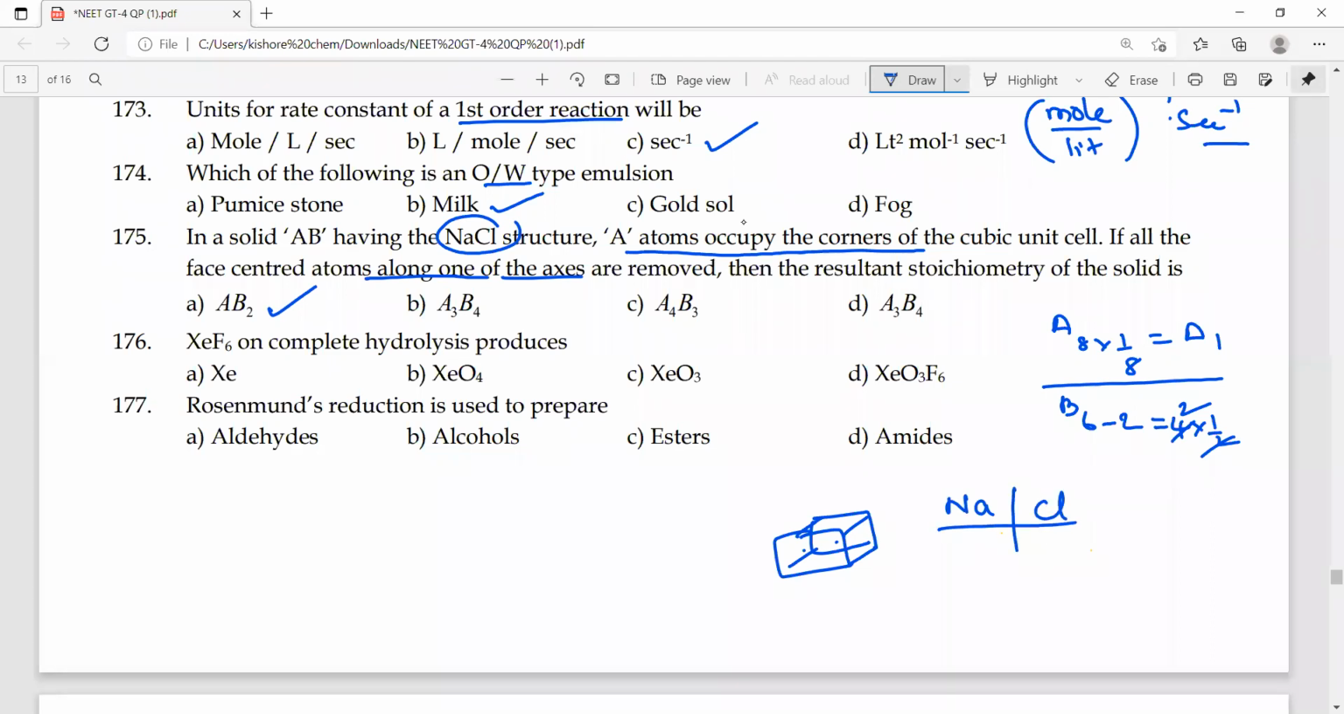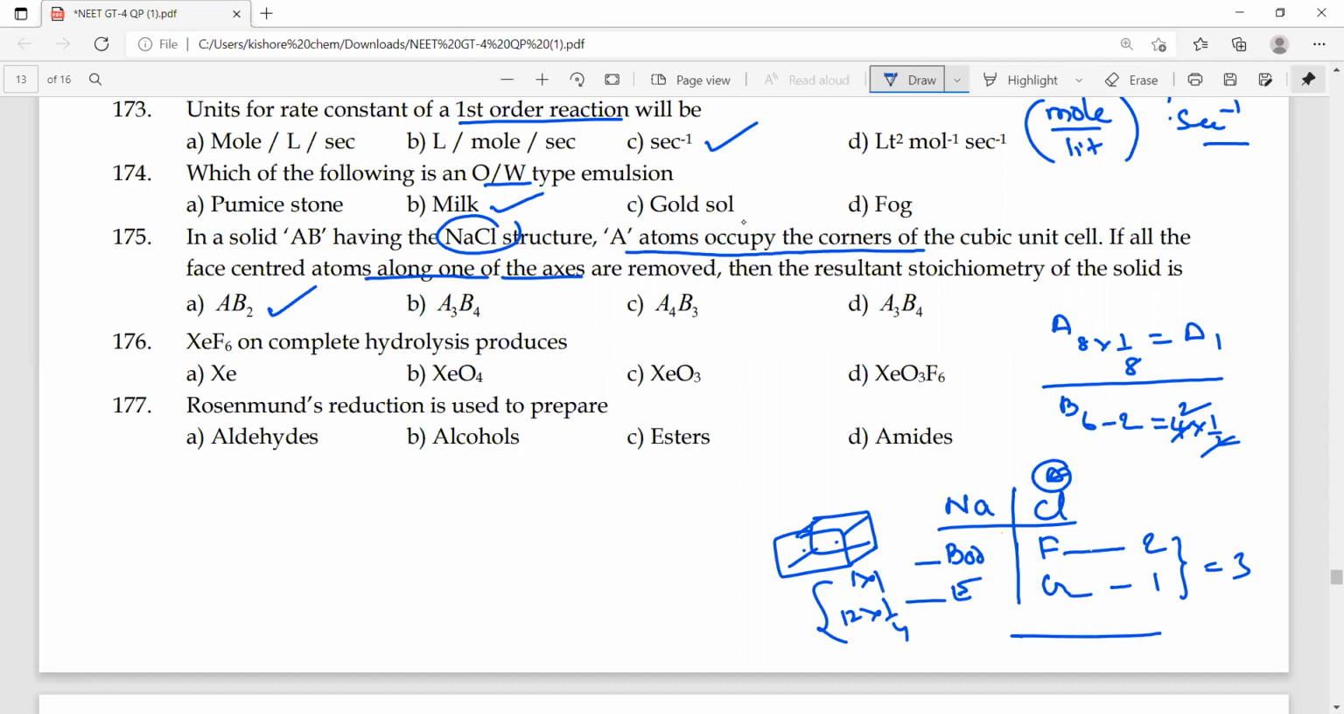NaCl means sodium and chlorine. Sodium at body center as well as edge centers. Chlorine at faces and corners. Now A atoms occupy the corners, means faces. How many faces? Now only we calculated: 2 corners, 1. 2 plus 1, 3. Body 1 into 1. Edges 12 into 1 by 4, this is 3.